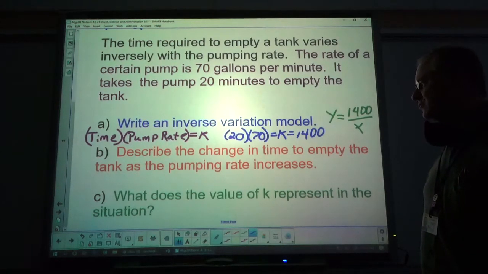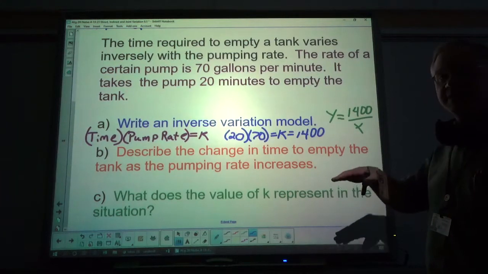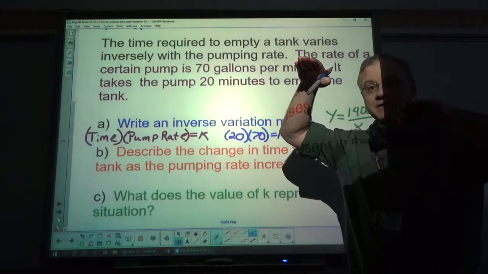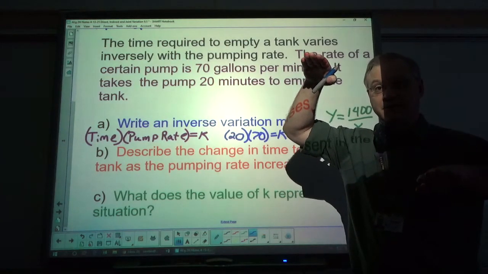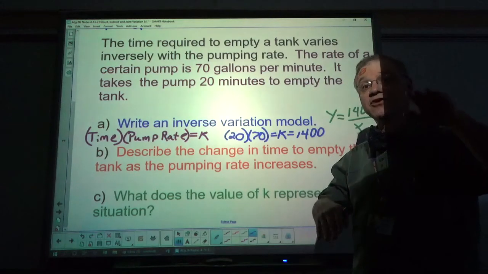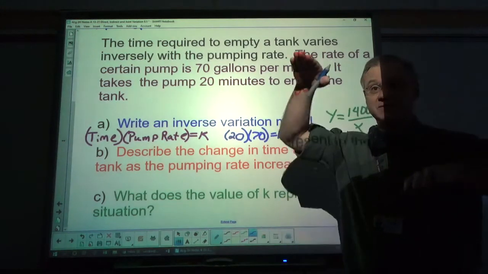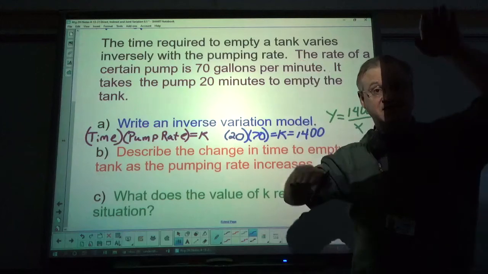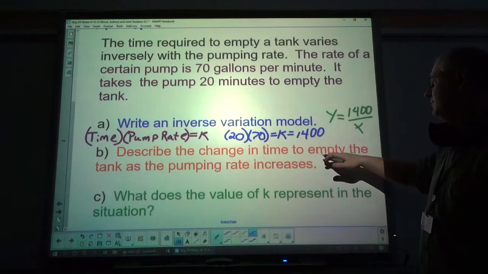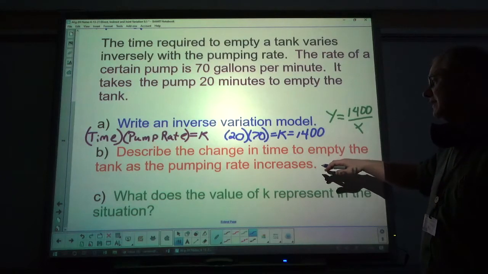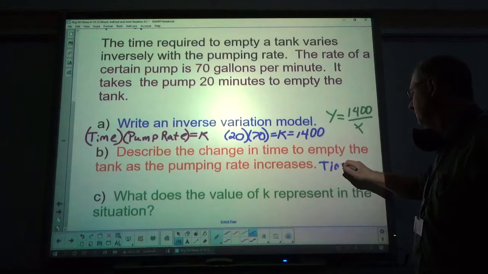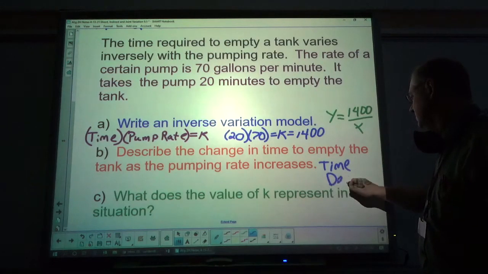Describe the change in time to empty the tank as the pumping rate increases. So the faster that the pump can pump, the less time it's going to take. The slower it pumps, the more time it'll take. These are inverse relationships, kind of like the ends of a seesaw. So as the pumping rate increases, time decreases.